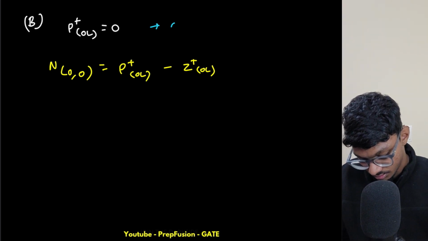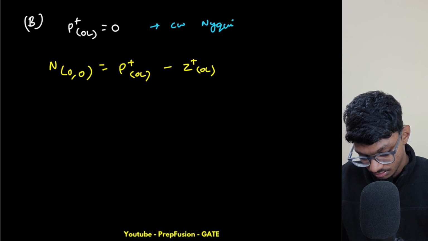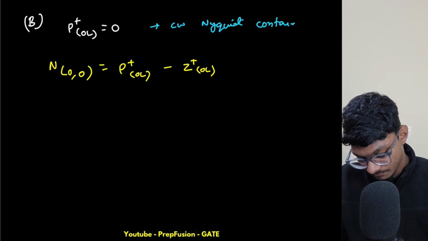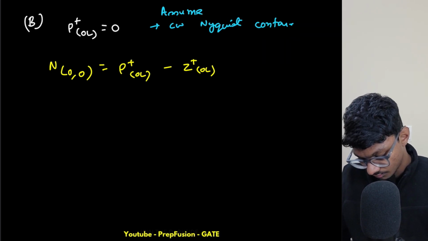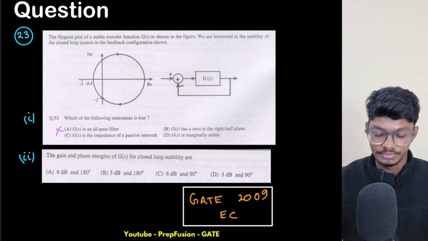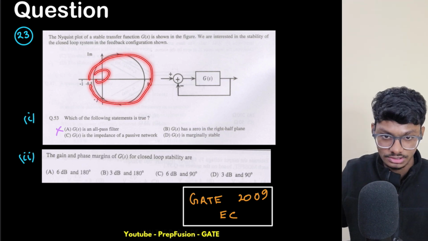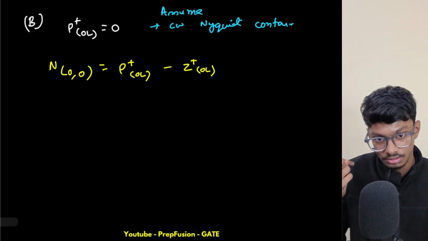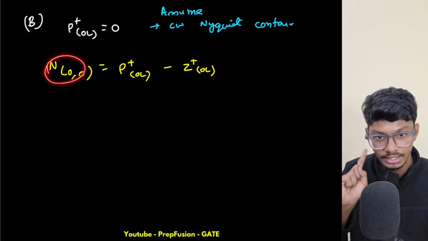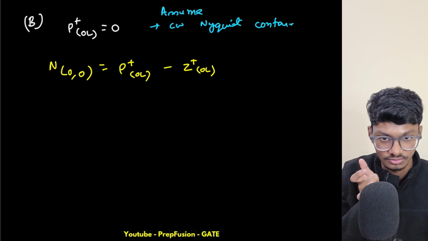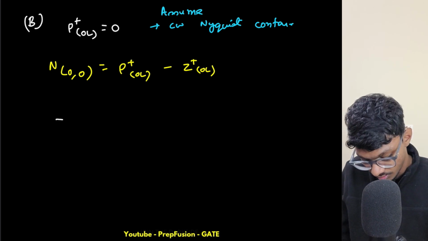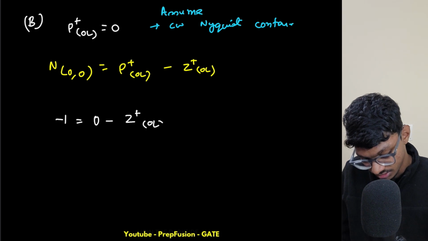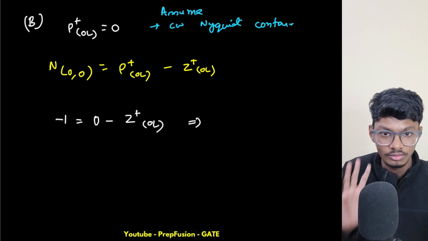Okay, if we're assuming this, then what does this mean? This means that we have one increment around the origin in the clockwise direction. So n equals 1 in the clockwise direction, but obviously this should be in the anti-clockwise direction, opposite of the Nyquist contour. So it is minus 1 in the clockwise direction, because I'm expecting anti-clockwise as positive direction, right? So this will be minus 1 equals 0 minus Z plus OL. So Z plus is coming positive, so hence there is no error in our assumption.